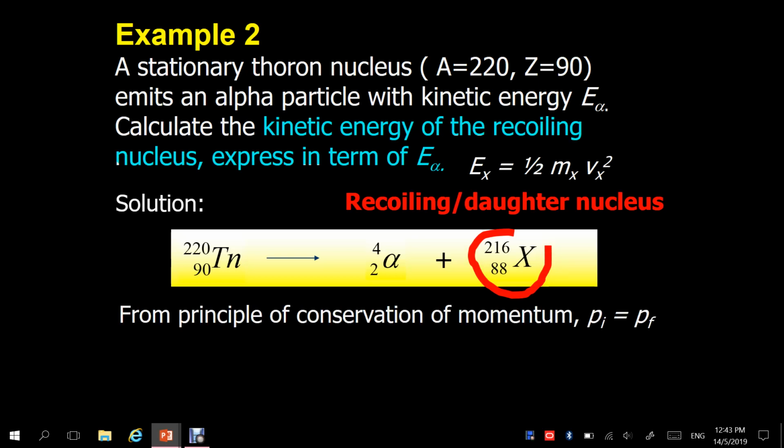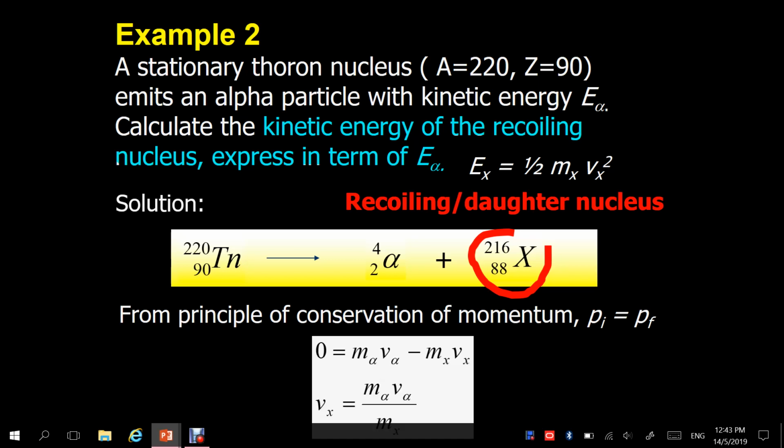So making use of the concept of conservation of momentum, because there's no external force, the total initial momentum must be equal to the total final momentum. Initially, there's only one nucleus and it's stationary, so the initial momentum must be 0. The final momentum is that of alpha plus X, and these two must add up to 0, so they must be opposite in direction and equal in magnitude. So from that, I can get the ratio of the velocity.